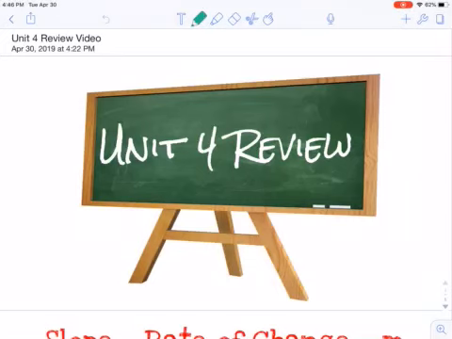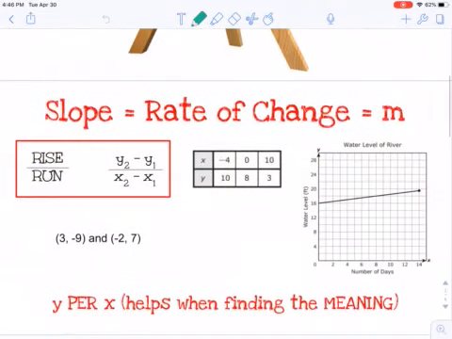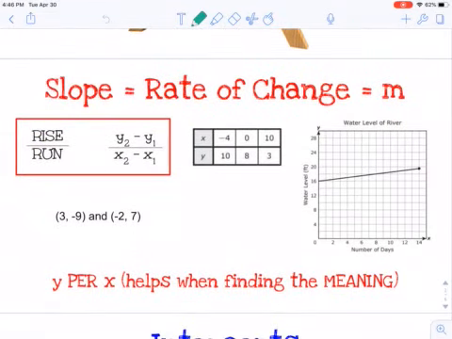All right, here's your quick review over Unit 4. Unit 4 was when we first learned about linear functions, okay? We started with slope, and remember that slope is the same as rate of change, and it's the same as m. Those all mean the same thing, okay?